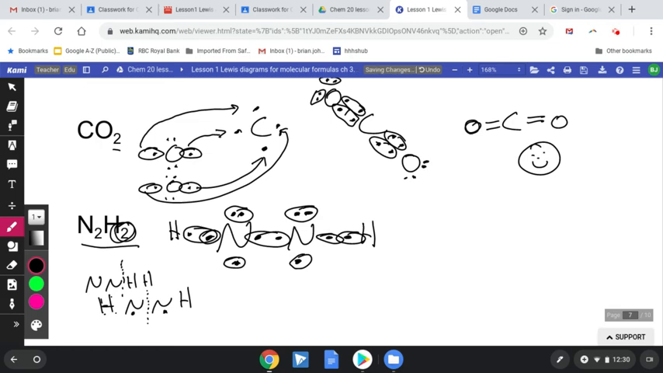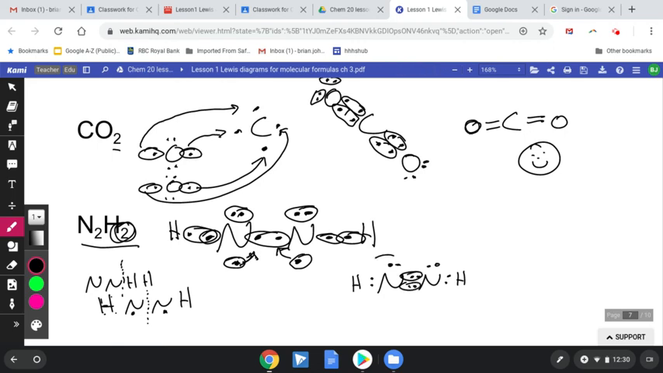What do I do with these guys? They're leftovers. I swing them to the middle to fill my octets and give each nitrogen access to 8 electrons. So I'll just clean this one up. Nitrogen bonded to nitrogen, each with a lone pair. Each of them bonded to a hydrogen. And 1 more bond to give us a double bond.